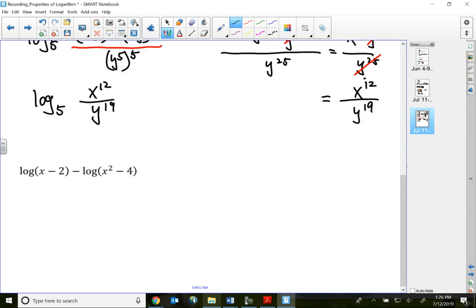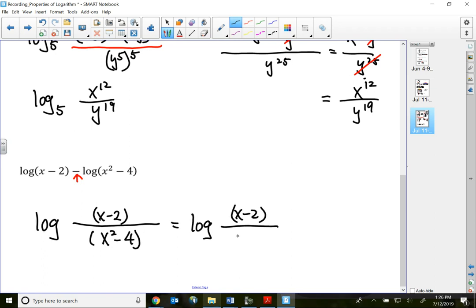Okay, one more. All right, this subtraction sign tells me I will divide. So both of them are logs. So this goes on the top, which is x minus 2. I'm still going to write them in the parentheses because now you can see this is x squared minus 4, so I can actually factor this. So that will give me log of x minus 2 on top over the bottom. If I factor the difference of squares, that will be plus 2 and minus 2. So when I cancel the x minus 2 out, the only thing left on top would just be a 1. So my answer will be log of 1 over x plus 2.